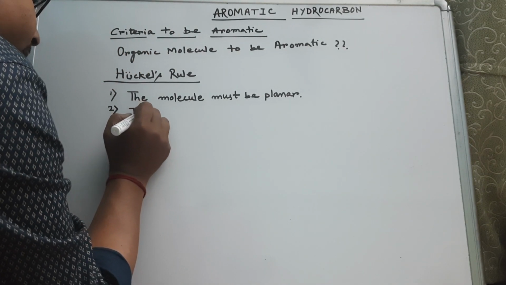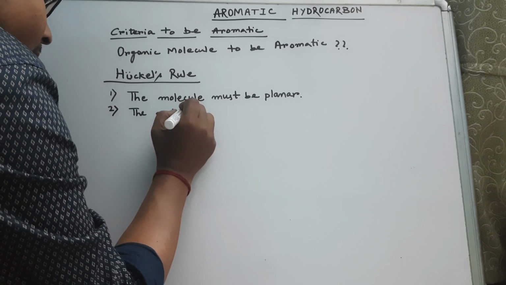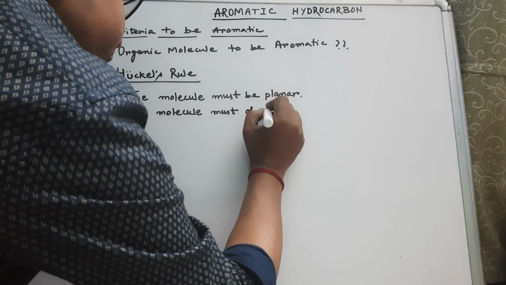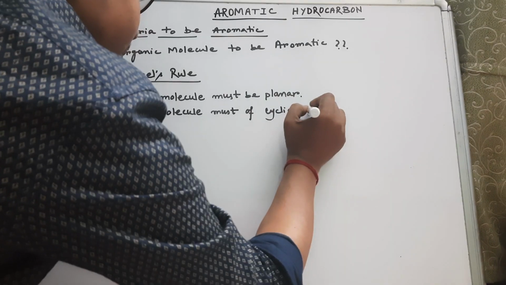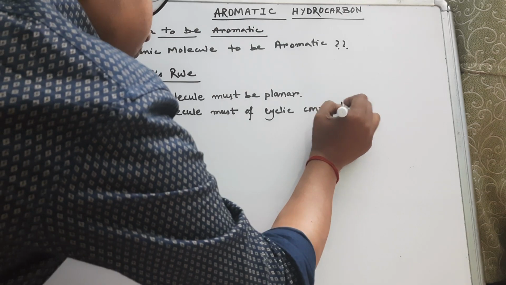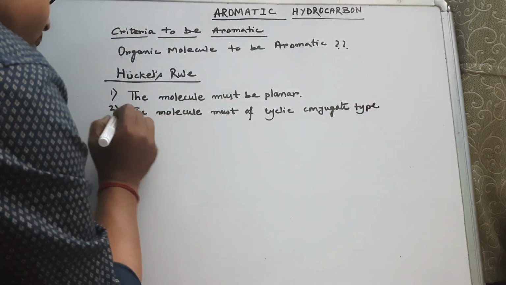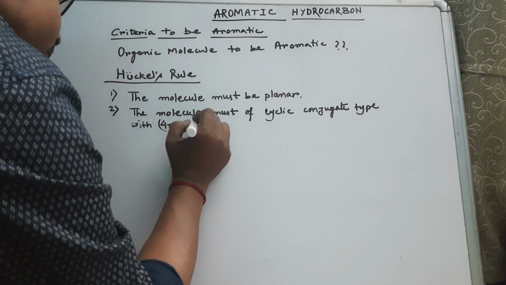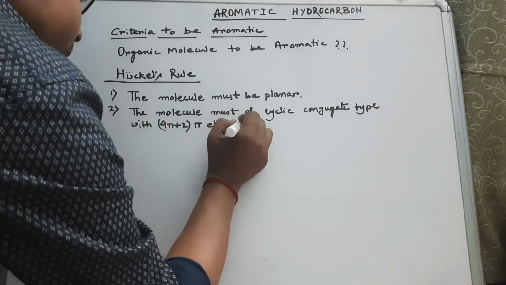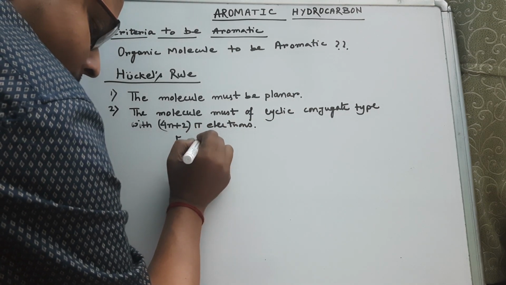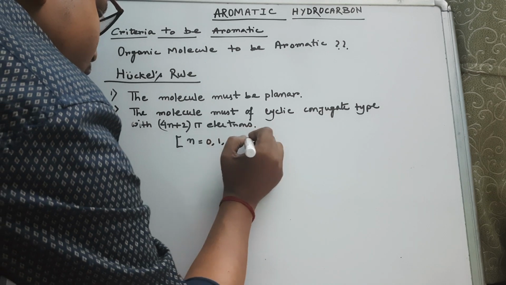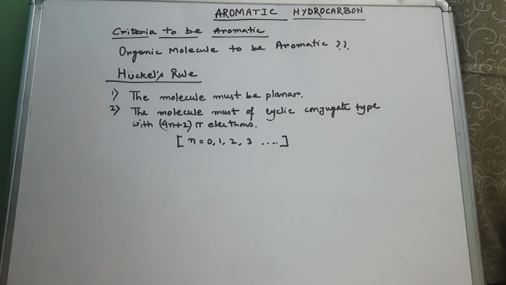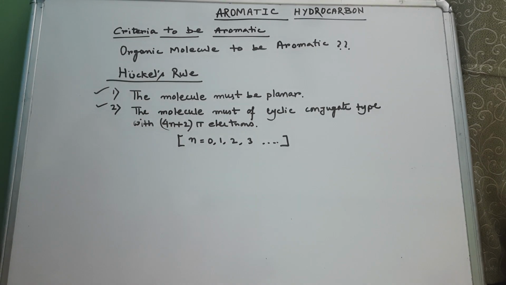the molecule must be of cyclic conjugate type with 4n plus 2 pi electrons, where n is any whole number ranging from 0, 1, 2, 3, etc. Okay, so for an organic molecule to be aromatic, both these two rules should be followed.